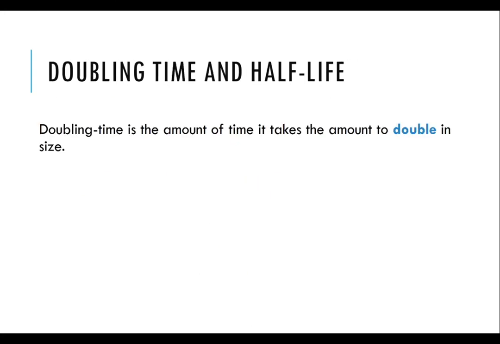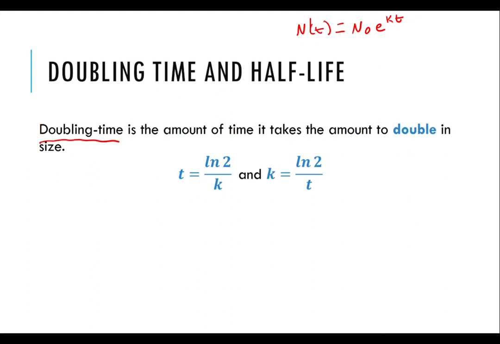Since we're talking about growth and decay, it's possible to refer to doubling time and half-life. Doubling time is the amount of time it takes for some amount to double in size. If we take that initial formula, N(t) = N sub 0 times e to the kt, and we're talking about doubling time, we're saying: what if I were to double that initial amount, and then I wanted to know how long it would take for that to occur.